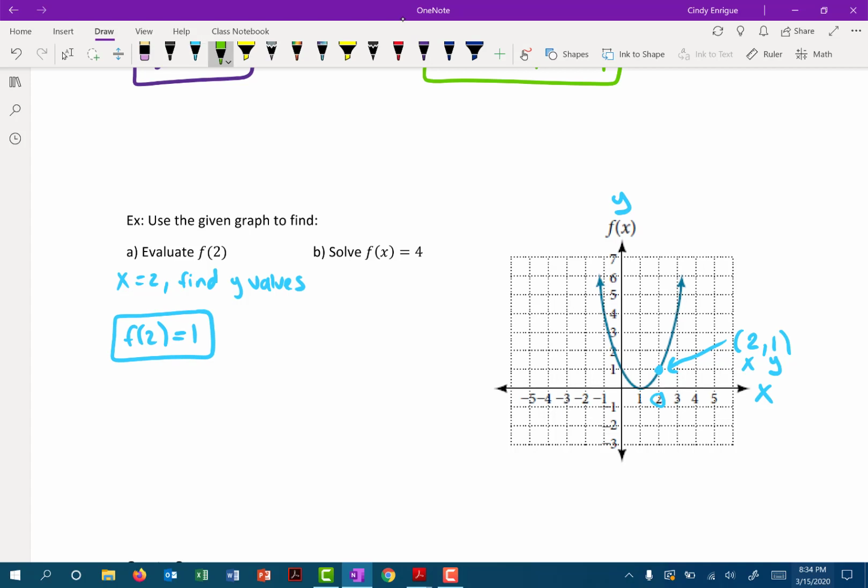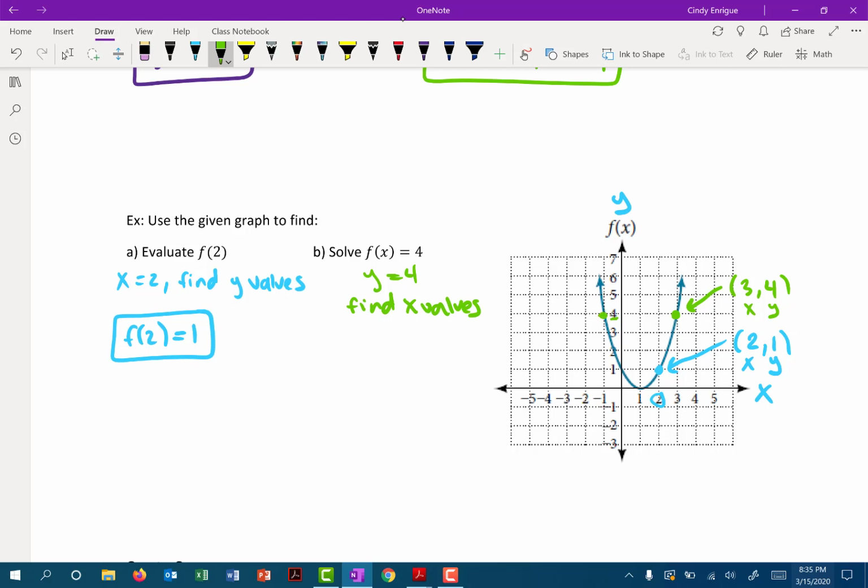Now for part B, it's saying that y is equal to 4. So I need to find my x values. So, okay, here is 4. And so that value is here. That point corresponds to (3, 4) for the x and the y.